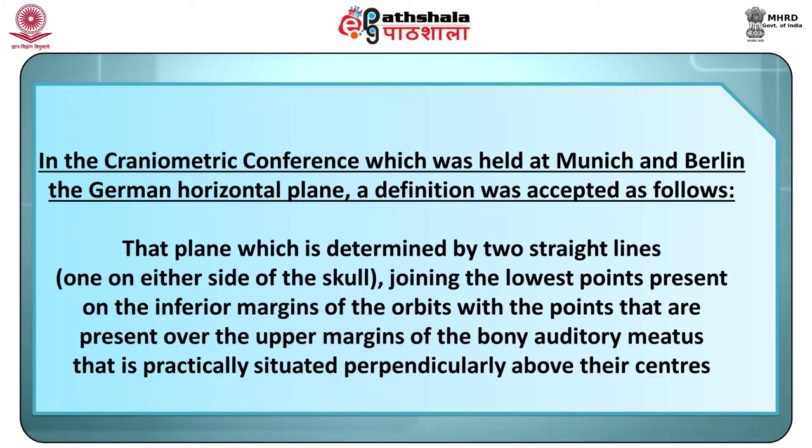In the craniometric conference, which was held at Munich and Berlin, a definition of the German horizontal plane was accepted as that plane which is determined by two straight lines, one on either side of the skull, joining the lowest points present on the inferior margins of the orbits and the points that are present over the upper margins of the bony auditory meatus, that is practically situated perpendicularly above their centers.